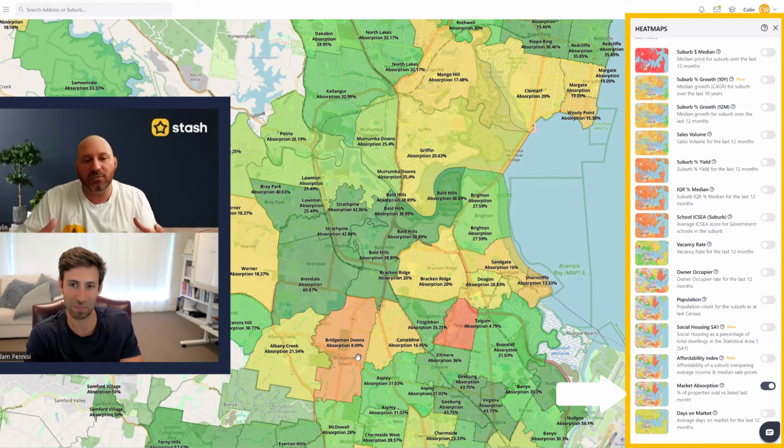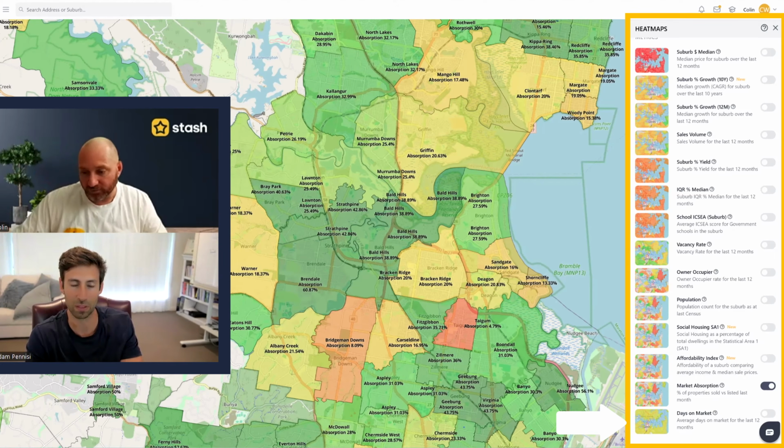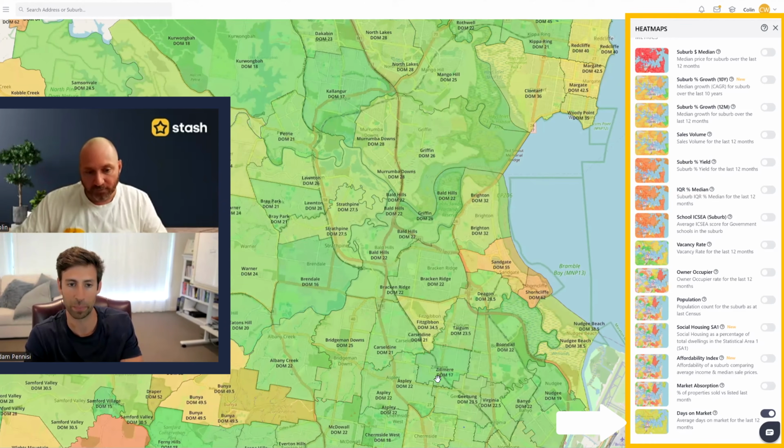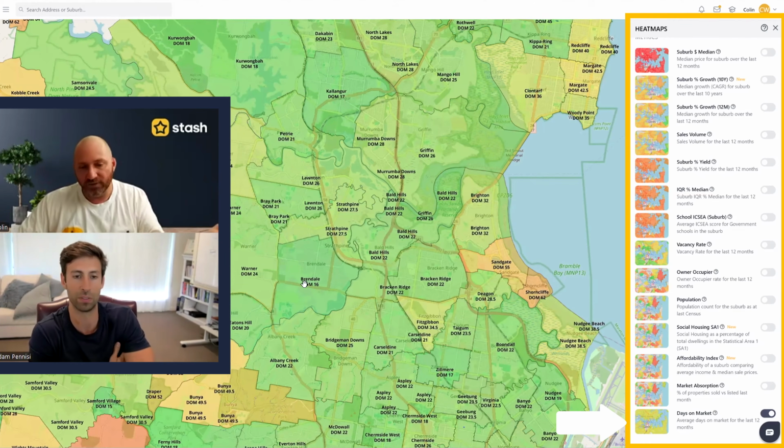Another way to look at it would be month's supply. We've just done it with absorption. I'll probably end up doing month's supply as well. But it's basically looking at, okay, 1 out of every 10 is selling versus Brendale, 6 out of every 10 is selling. So combine that with, say, days on market, which is the next one. Yep. Brendale's really, really low.